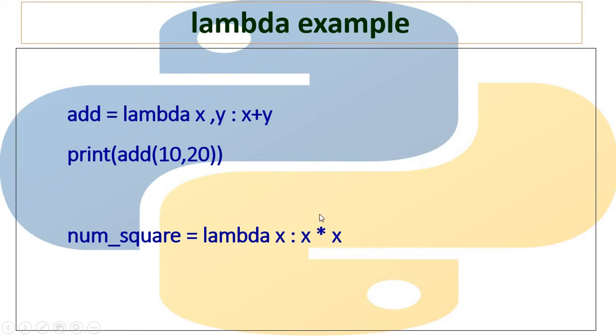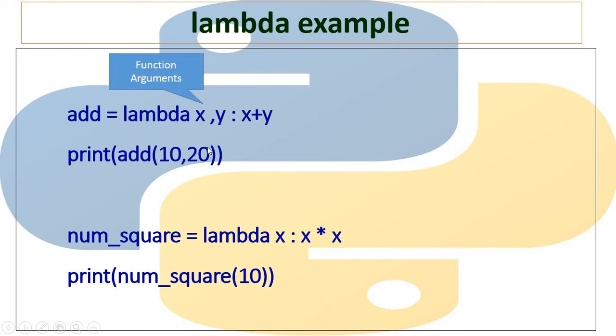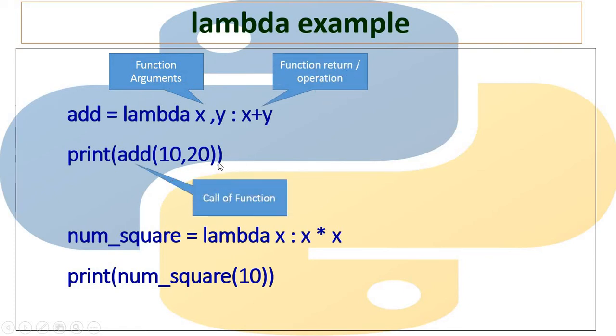The argument name is x and the output I am expecting is the argument's square. And see how I have called print num_square 10. So this is the function arguments. These x and y are function arguments of lambda. This is the function return or operation expected, and this is the call of the function in lambda.